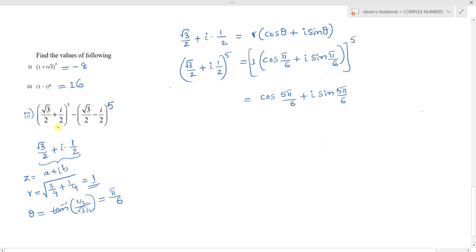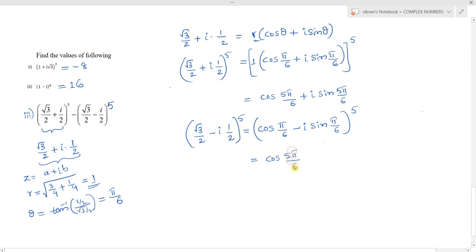Now for the second one, which is in the fourth quadrant, the theta will become minus pi by 6. Directly I am writing root 3 by 2 minus i times 1 by 2. Again the modulus is 1 itself, but theta equals minus pi by 6, so we can write this as cos pi by 6 minus i sin pi by 6. If we apply the power 5 to this one, we can apply the De Moivre theorem and write this as cos 5 pi by 6 minus i sin 5 pi by 6.